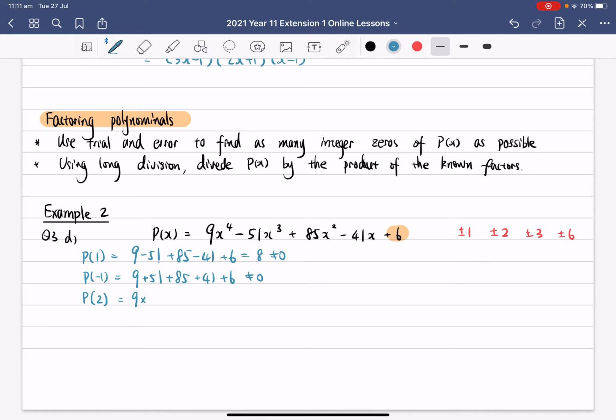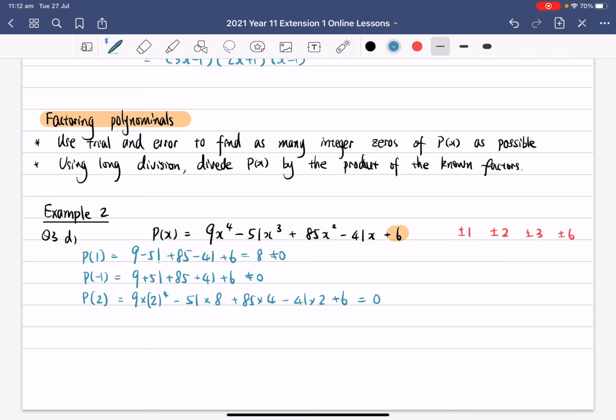All right, so 9 times 2 to the power 4, minus 51 times 8, plus 85 times 4, minus 41 times 2, plus 6. Looks promising to me. Okay, let's see. All right, yes, it is equal to 0. That's great. Okay, that's really good here.